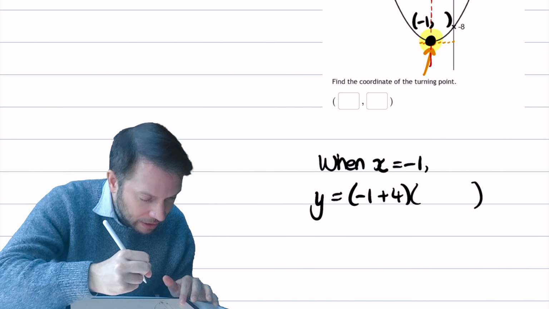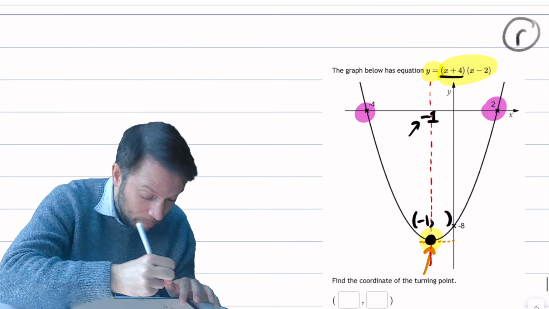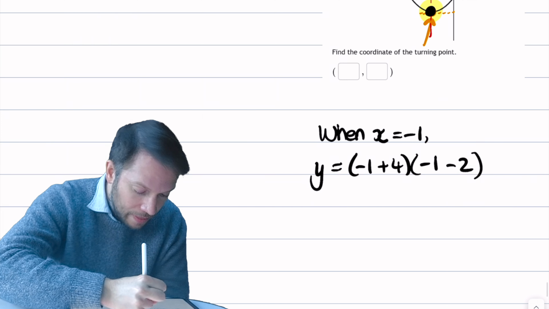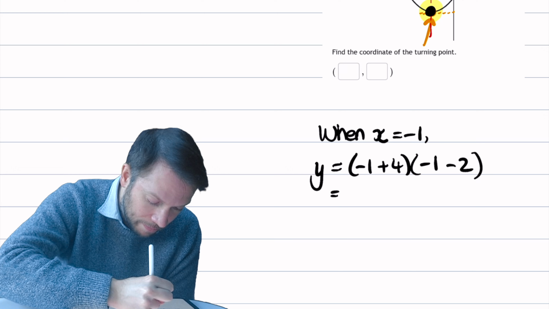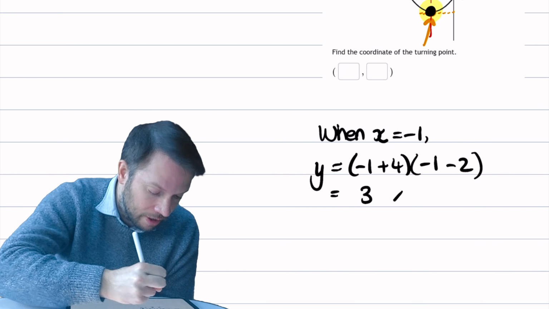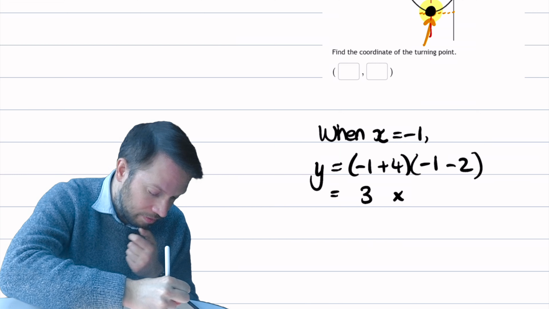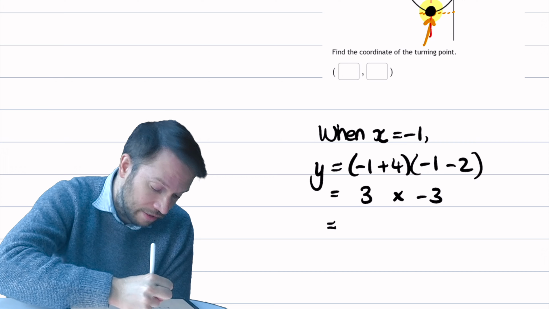And then what's the other bracket? It's x minus 2. So -1 minus 2, sorry. And then let's just simplify that. -1 plus 4 is equal to 3. And then when we have the brackets next to each other, this means we'd times them together. -1 minus 2 is -3. Positive times negative is negative, so 3 times -3 is -9.